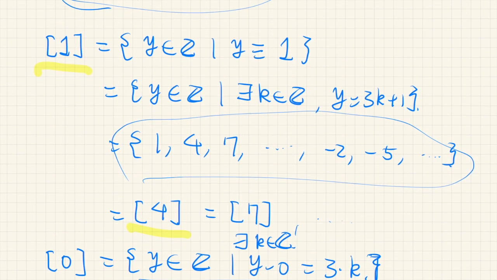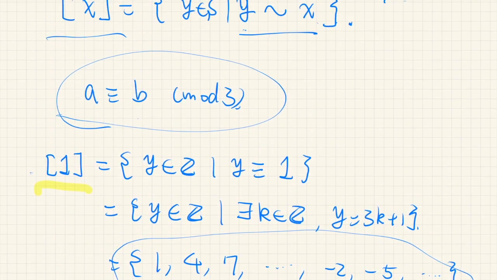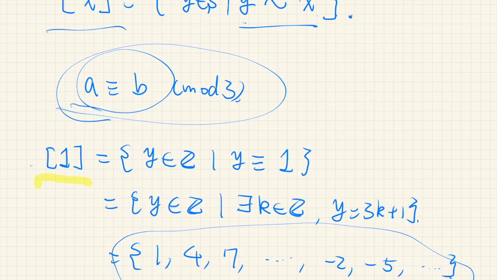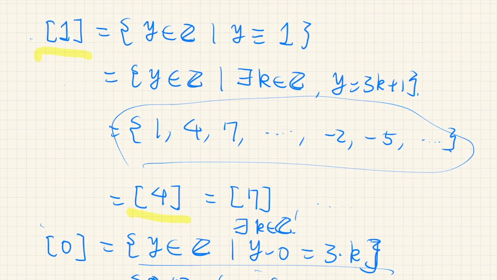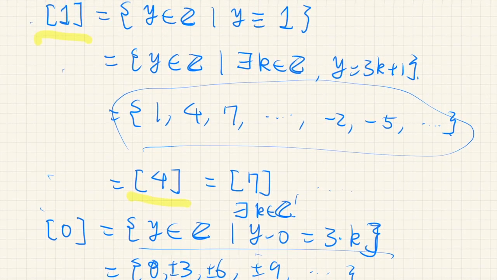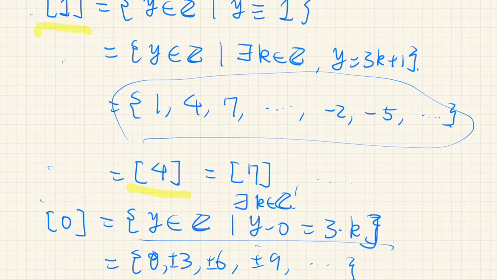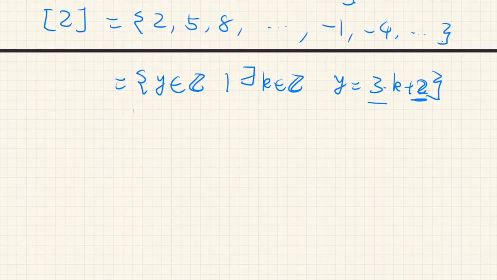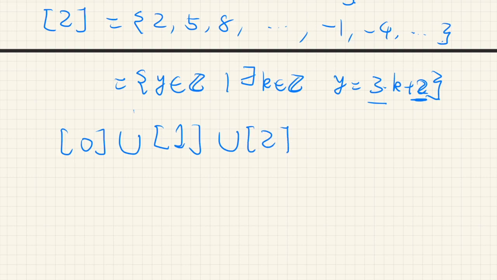Okay, now there are only 3 equivalence classes for this equivalence relation. And they are mutually disjoint, as you can see. And they are also collectively exhaustive. That means if we take the union, let's write from 0, equivalence class of 0, union equivalence class of 1, union equivalence class of 2. And that covers the entire set of integers.